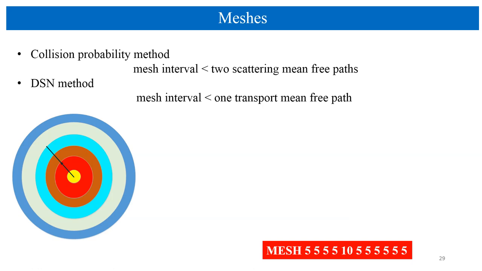So you have to decide the suitable mesh for the collision probability method or the DSN method. Here I have 12 annuli, each one will have a number of meshes. I increased the meshes a little bit here. As an example, I can increase the number of meshes in a certain region according to the material in this region, because it is related to the scattering mean free path, and I can use the scattering mean free path from one run as a first guess to get the suitable meshes that should be used.